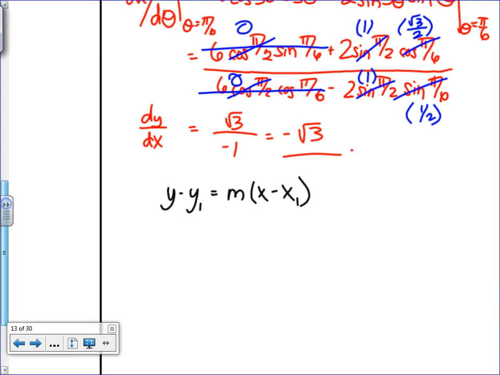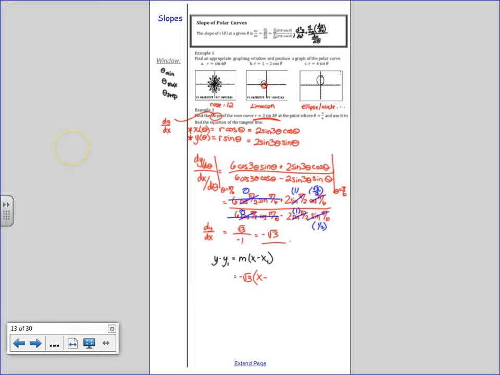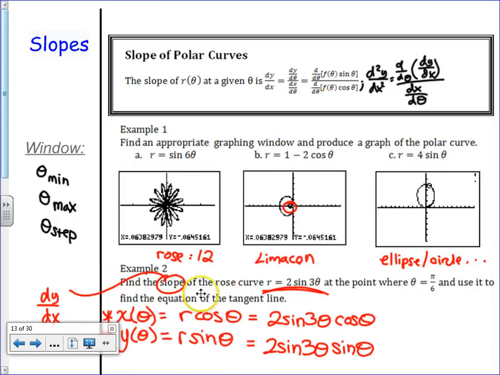At pi over 6, I know negative root 3 x minus... how do I get x1? Where's the point? I don't have it, but what do I have? Pi over 6. What can I do with pi over 6? Plug it in to where? X of theta and y of theta. Because once I found x of theta and y of theta, and theta equals pi over 6, I have all my pieces to the puzzle.